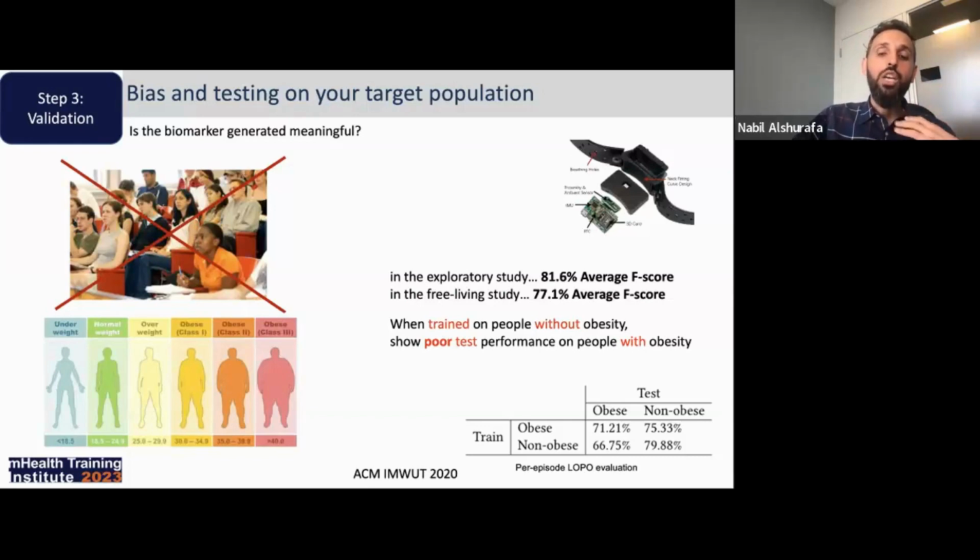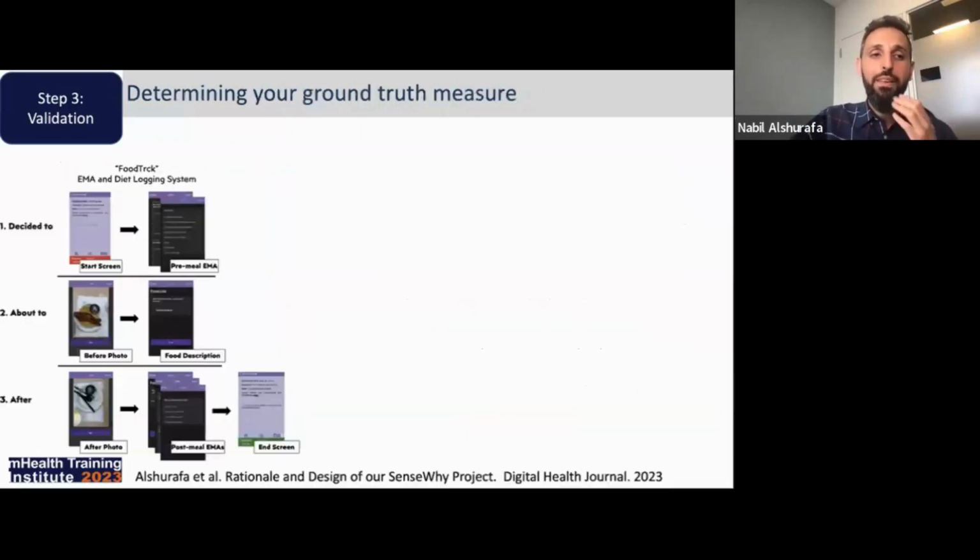Again, thinking about what may bias our digital marker is important, right? And how we translate those signals into meaningful biomarkers, and how our ML model was trained, is essential.